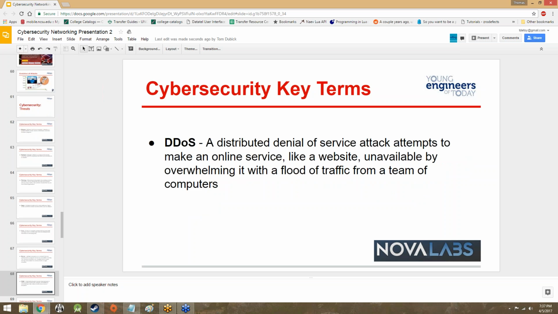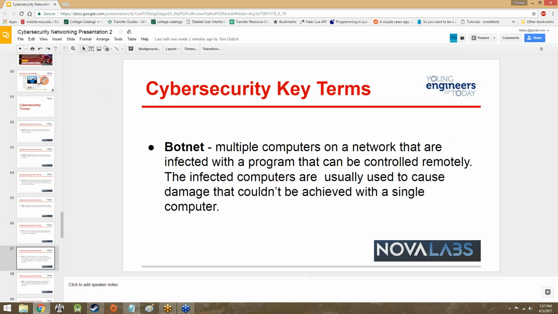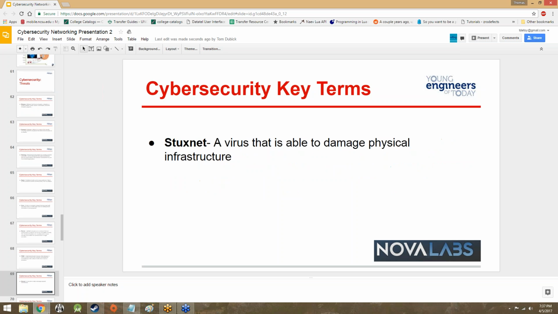In fact, what I just referred to was an example of a DDoS, or distributed denial of service. A distributed denial of service attack attempts to make an online service like a website unavailable by overwhelming it with a flood of traffic from a team of computers. It can either be coordinated by like-minded people or by somebody who happened to infect a bunch of computers and create their own botnet. So that's possible too.